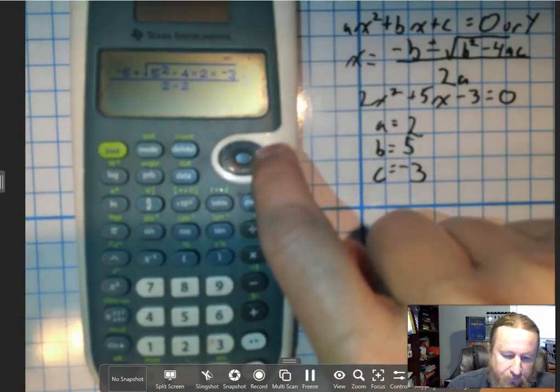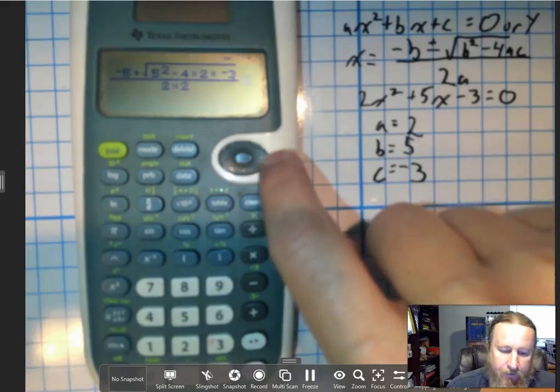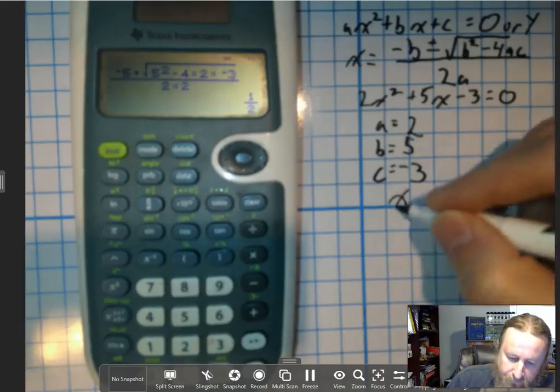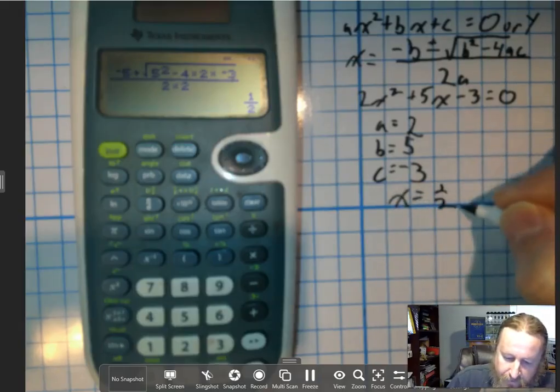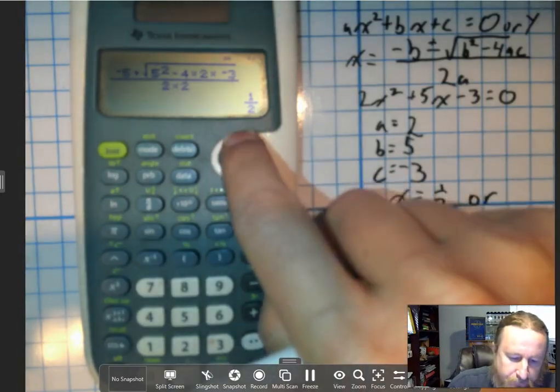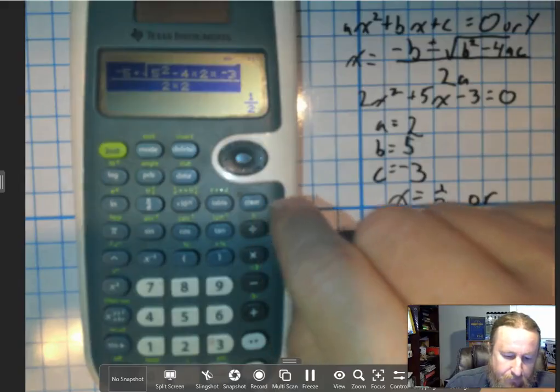We are then going to press our arrow key and get out from the denominator, and get off to the side, and we can hit enter. And our first value is x equals 1/2. Because we need to go back and run our terms again, we're going to move our cursor up by hitting the arrow key.